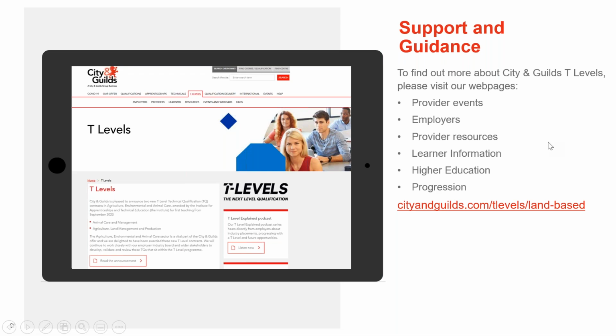So from a support and guidance perspective, we now have a dedicated landing page for the City and Guilds T-levels for land-based. And on that, you will find details of both provider and employer events, bearing in mind this is literally just the launch, any provider resources that become available, learner information, information about engagement with HEs, progression from T-level will all be on that page.